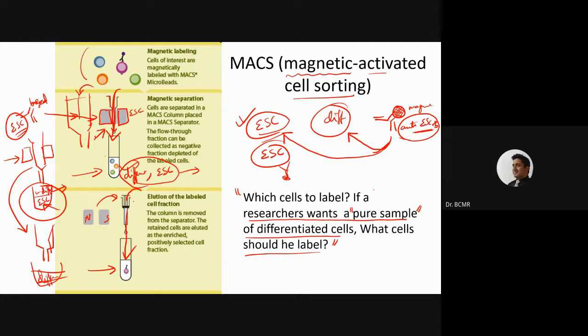So I want a pure sample of differentiated cells. That means I don't want even one embryonic stem cell in it. We cannot guarantee it practically, but theoretically, this is the best solution for the problem that we have.